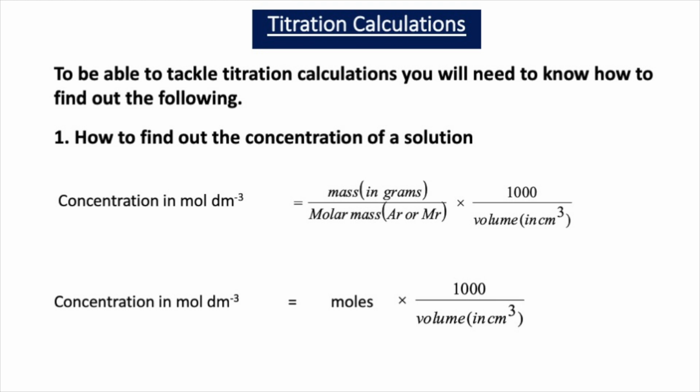Now the concentration, which is measured in moles per decimeter cubed, is equal to the mass over the molar mass times 1,000 over volume. Volume is worked out in centimeters cubed, and mass is worked out in grams. This equation can also be expressed as concentration is equal to moles times 1,000 over volume.